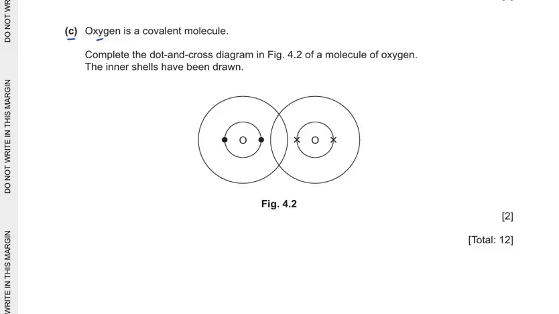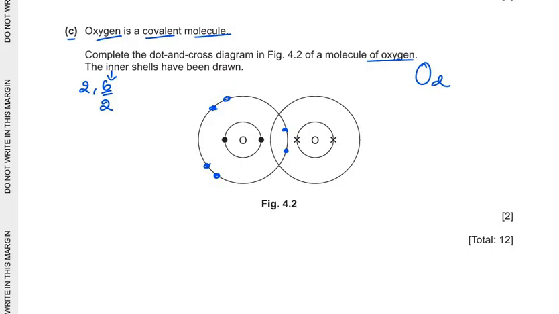Now next, oxygen is a covalent molecule. Complete the dot and cross diagram for the molecule of oxygen, that is O2. Now the inner shells have been drawn. Now the outer shell, as we know, it has 2 and 6 electrons, but it needs 2 more electrons. Now to get 2 more electrons, it should share 2 of its own electrons also out of 6. So let's draw 2 electrons of oxygen in the sharing area out of 6. So the remaining are 4, which we will draw in the outer area, that is the non-sharing part.